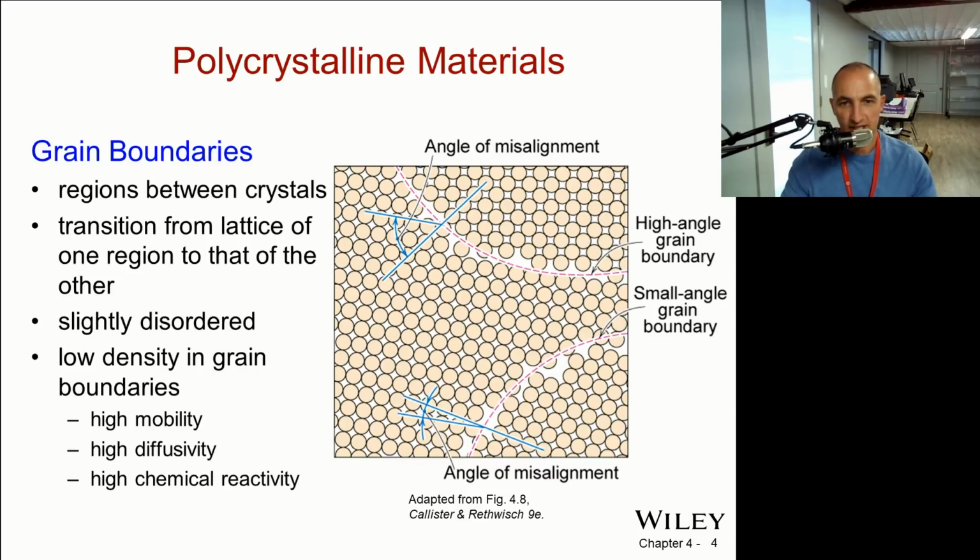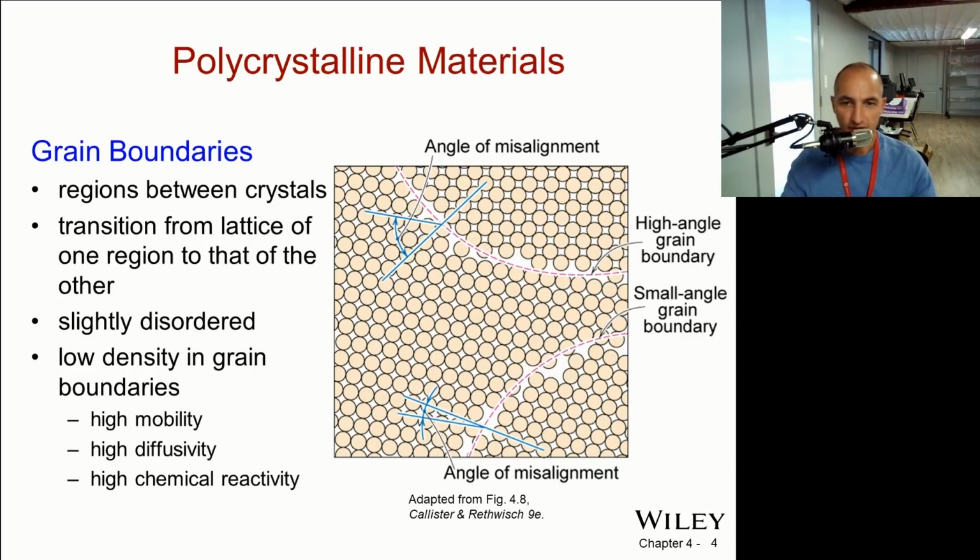There is a slight disorientation, this area is slightly disordered. It has a lower density in the grain boundary, which equates to higher mobility, higher diffusivity, and a higher chemical reactivity at that grain boundary.